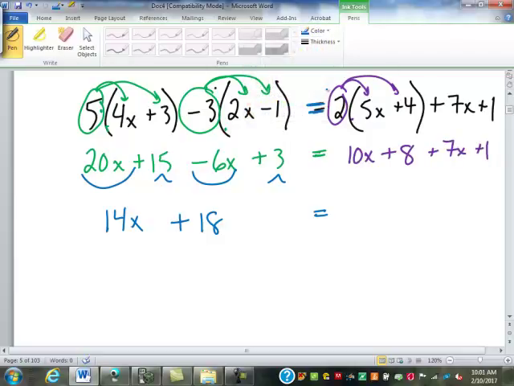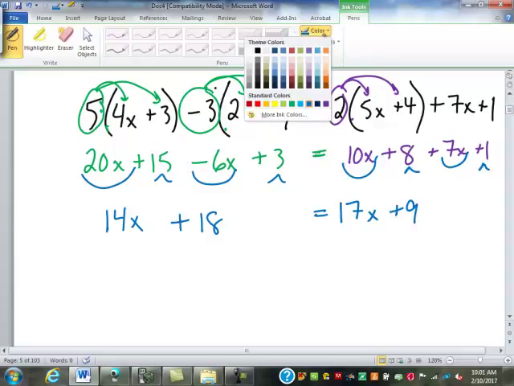What's next? Simplify. 10x and 7x make 17x. Next. 8 and 1 make positive 9. Good. Then what?